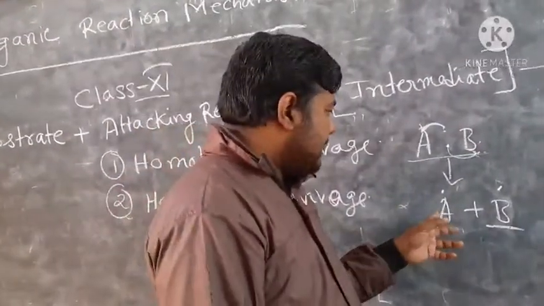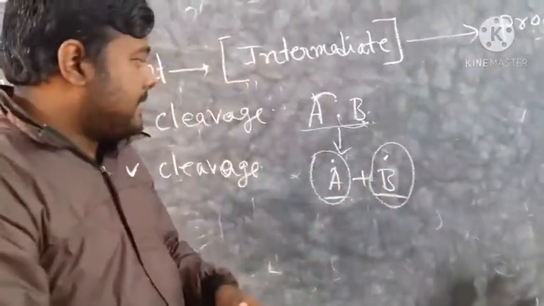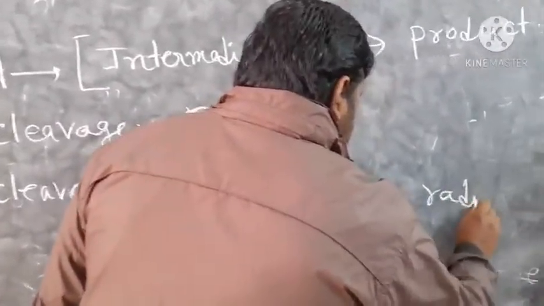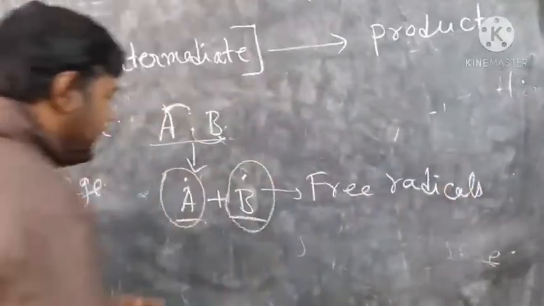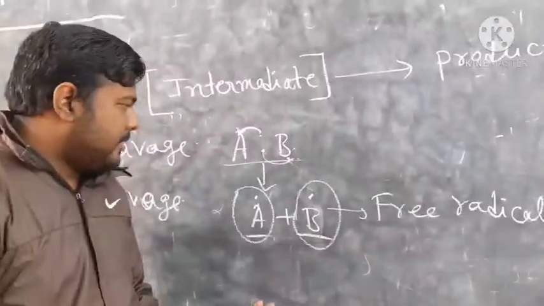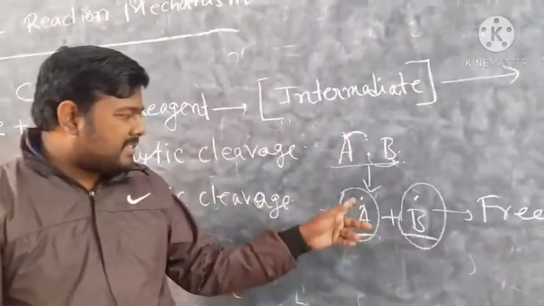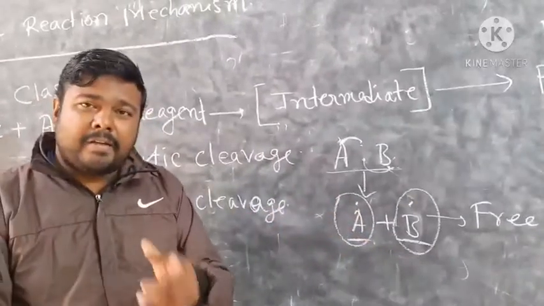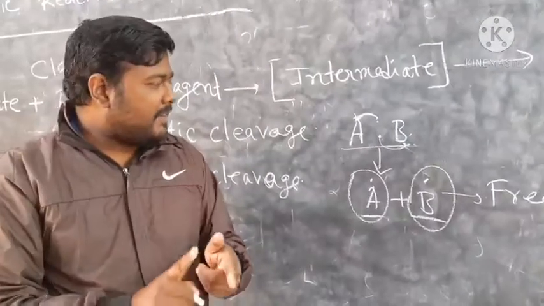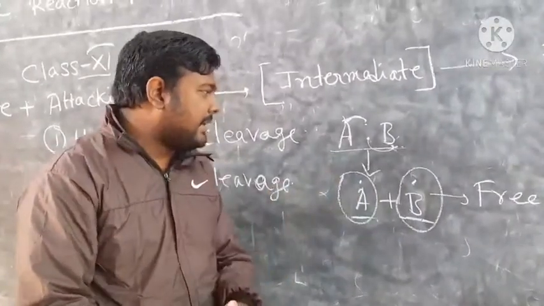Now, this will generate a reactive substance that is known as free radicals. As you see here, free radicals have one unpaired electron, so they are very reactive species. Why are they very reactive? As they have an unpaired electron, this unpaired electron will always try to pair up, and when it tries to pair up, that means it has to take part in a chemical reaction, so it will be reactive. Free radicals are highly reactive.